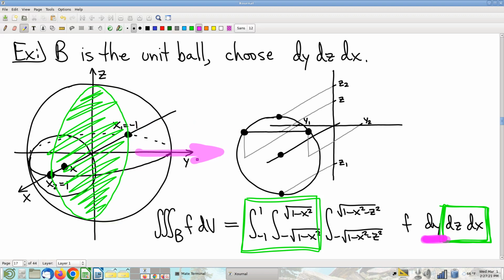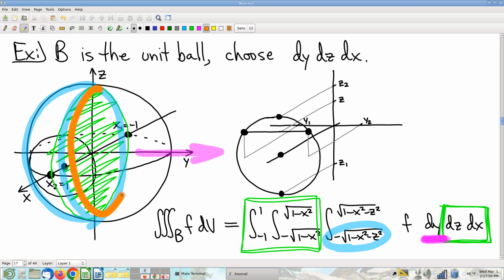In the y direction, notice the lower bound is always going to come from, let's see, I guess you might call that the left hemisphere, right? And solve for y on that left hemisphere, and you'll get this as the lower bound. And then the upper bound always comes from that hemisphere. Again, solve for y, and you get this as your upper bound.